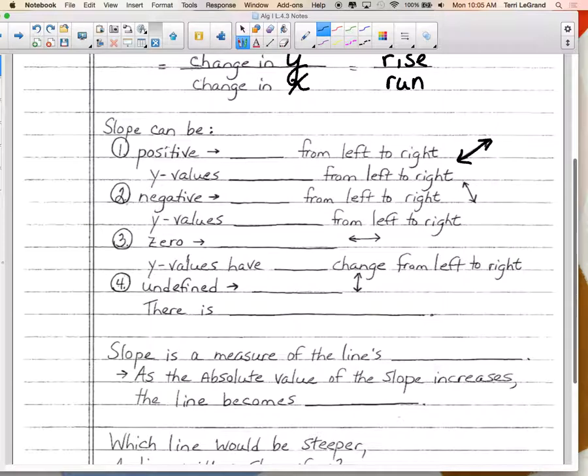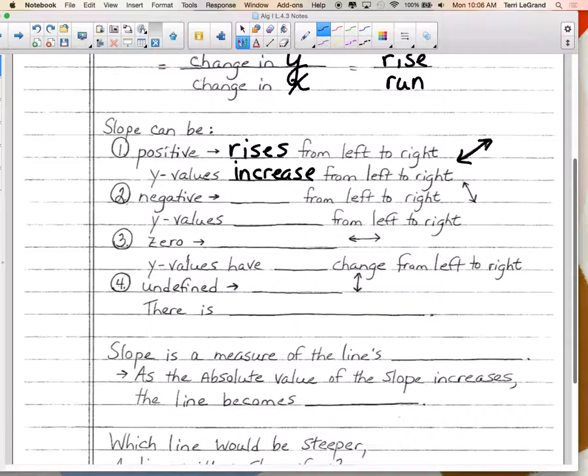Positive slope. It's rising. It rises from left to right. So if you have a line on a graph rising from left to right, you should say to yourself right away, that better have a positive slope. It has a positive slope, which means the y values increase from left to right. When we move from left to right, the x values are automatically increasing.